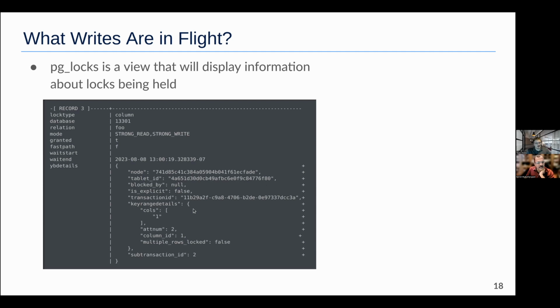Okay, but if the lock is granted, then it has been written to the IntentsDB. Got it. Okay, the lock is granted, but that transaction has not finished. Right, it hasn't committed or aborted. Got it. So the wait end would show the time that the lock has been granted to the other person.